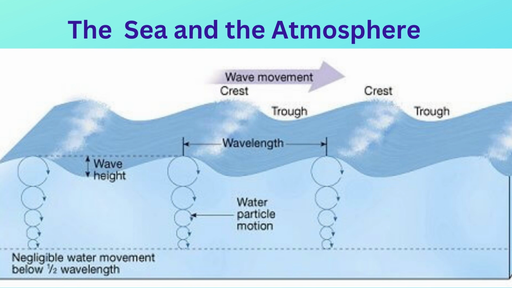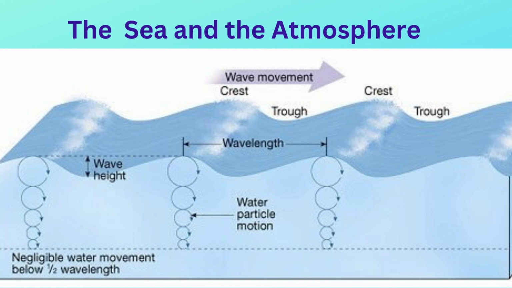Some of the elements involved in this waveform include the highest part of the wave, which is the crest, the lowest part, which is the trough, and the distance between the two crests is referred to as the wavelength, while the distance between the crest and the trough is referred to as the wave height.